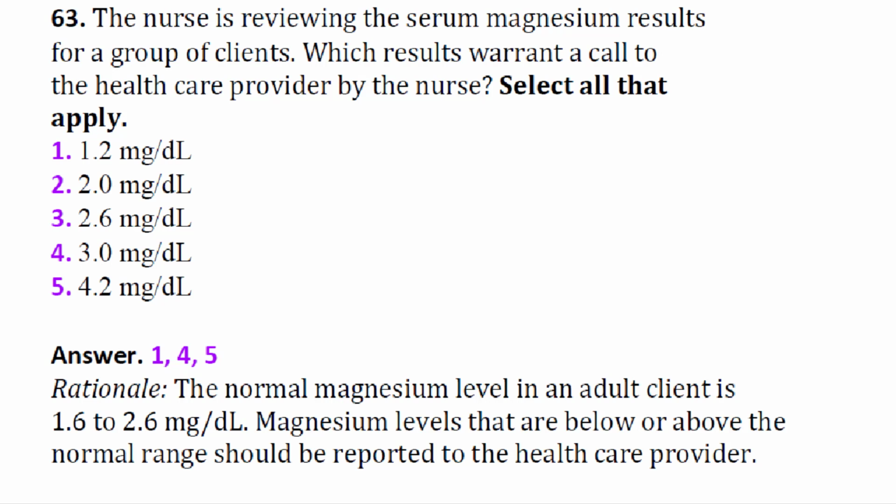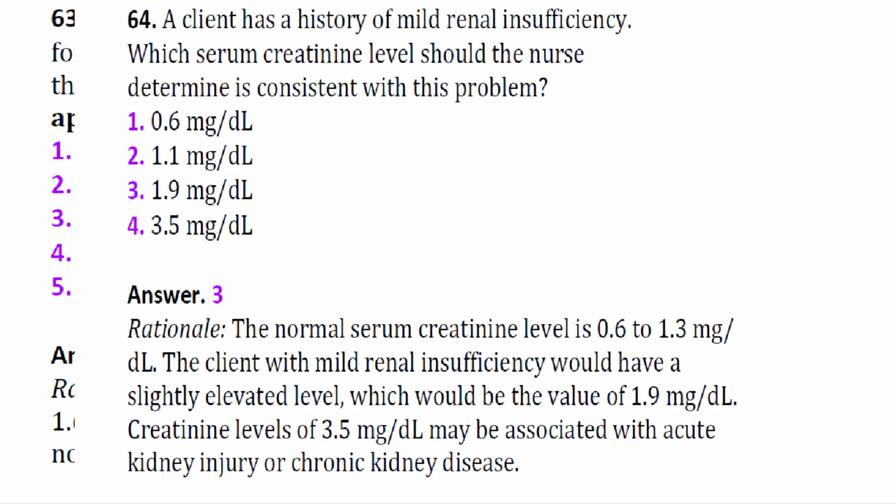Rationale. The normal magnesium level in an adult client is 1.6 to 2.6 mg/dl. Magnesium levels that are below or above the normal range should be reported to the healthcare provider.